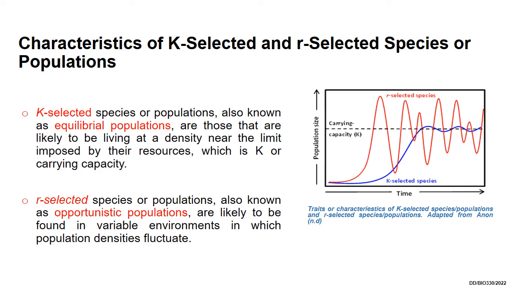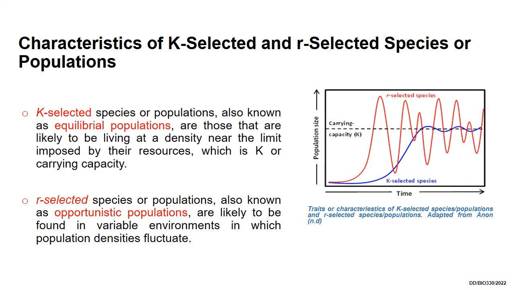In contrast, r-selected species, represented by the red line and also known as opportunistic populations, are likely to be found in variable environments in which population densities fluctuate. If you look at the graph here, it keeps fluctuating, going up, going down, up and down again. They keep fluctuating. That's the characteristic of r-selected species.